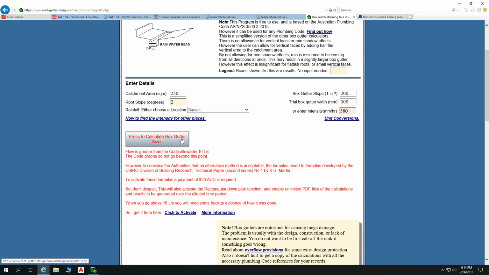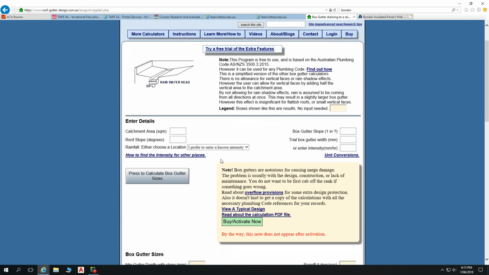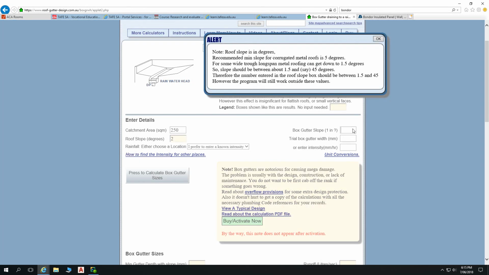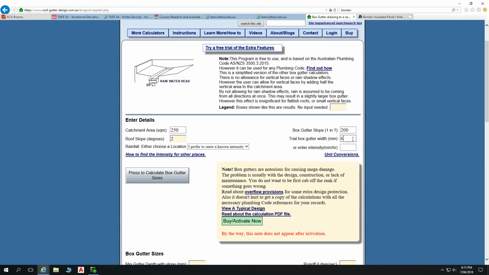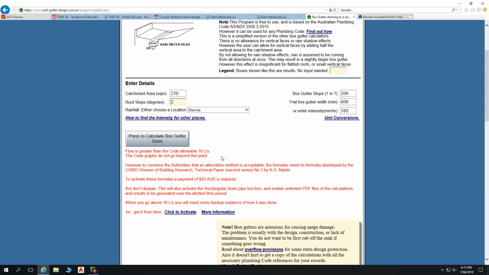Calculate our box gutter size. Flow is greater than code rate allowable, 16 litres per second. Code says it goes beyond that point. So let's try. Try box gutter width 600. See if we can do that. No, still greater.